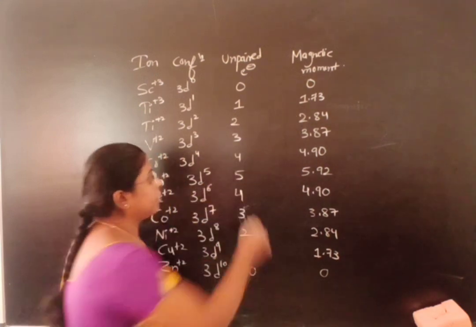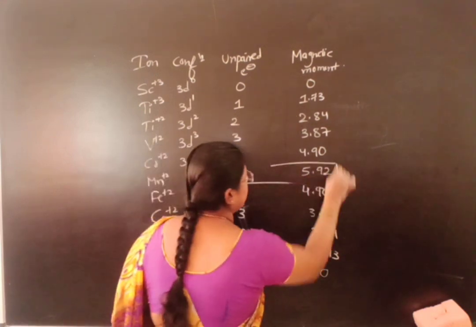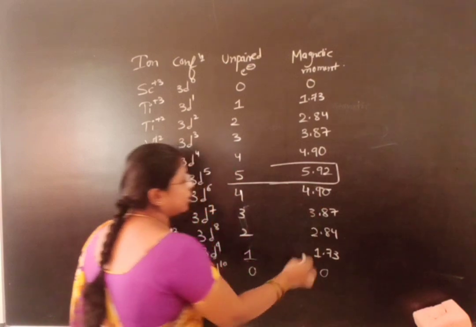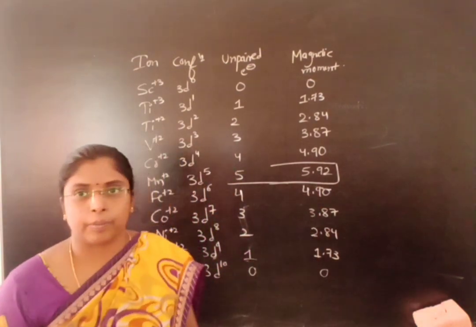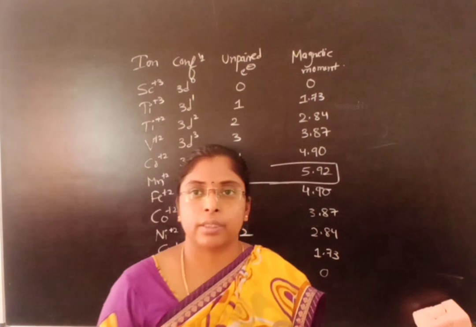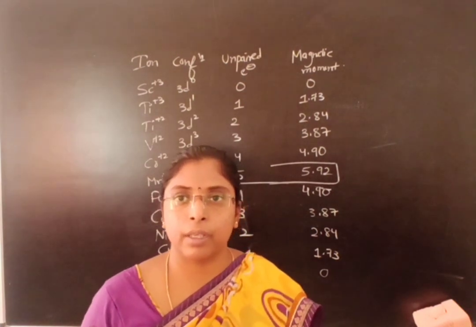The magnetic moment increases up to manganese. After manganese, the magnetic moment goes on decreasing. In the next session, we will discuss the formation of colored ions.